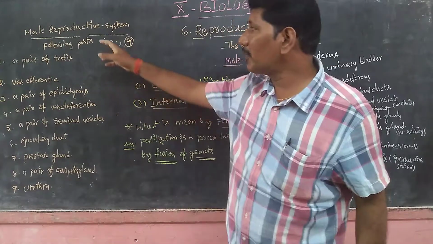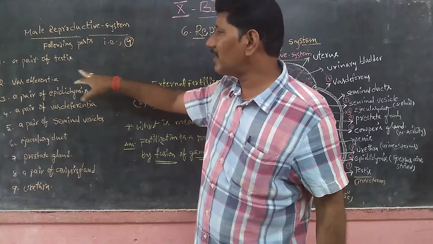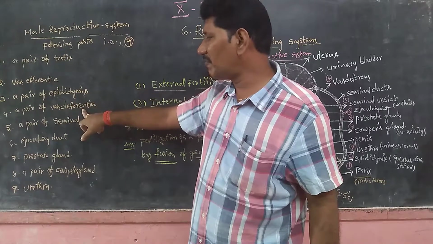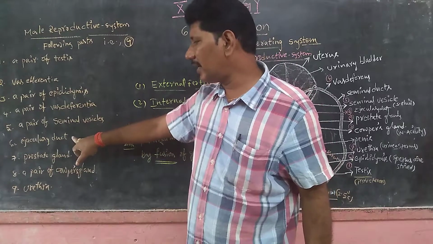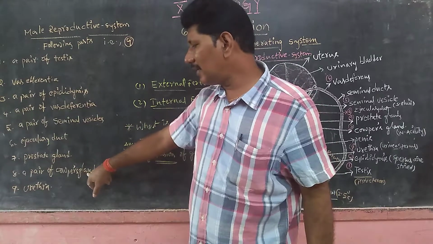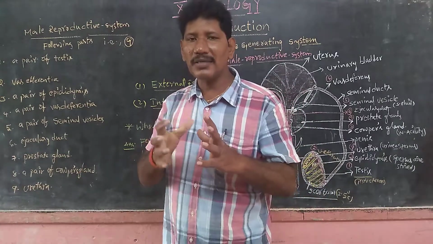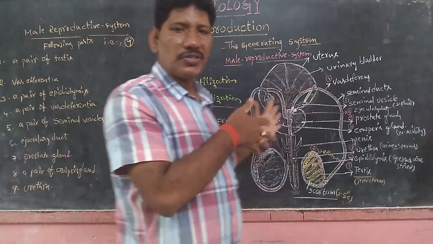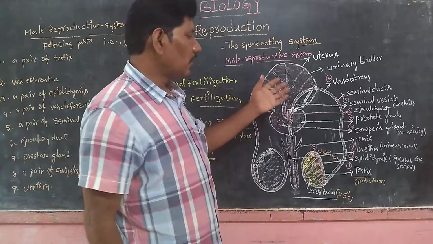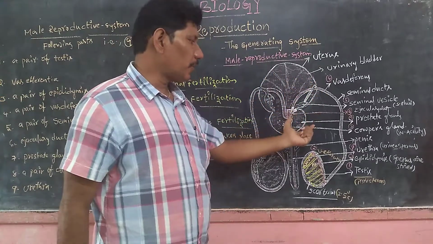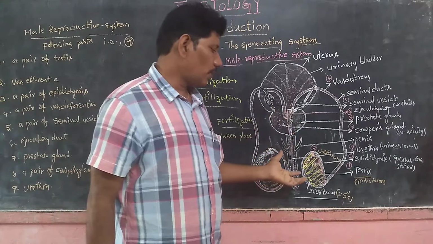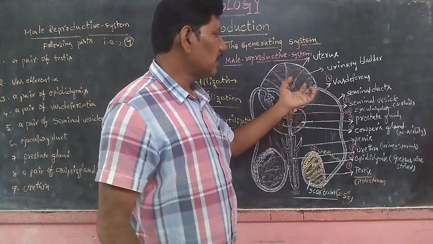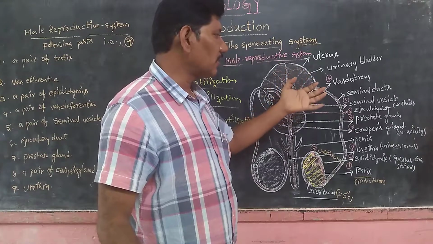The male reproductive system has the following parts: a pair of testes, a pair of epididymis, a pair of vas deferens, a pair of seminal vesicles, the ejaculatory duct, the prostate gland, a pair of bulbourethral glands, and finally the urethra. These parts are named based on their placement and the function they perform. Let us first take this male reproductive system schematic diagram, to understand the labeling and functioning of each part and how they are involved in male reproduction.